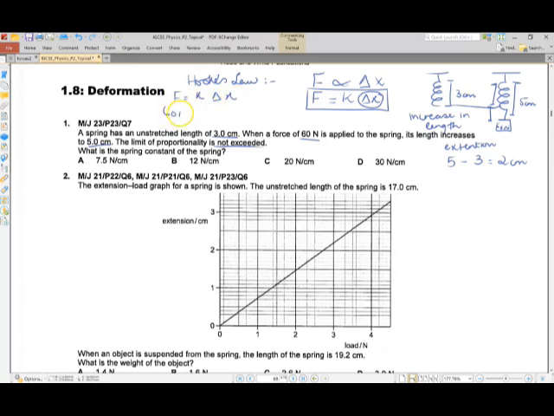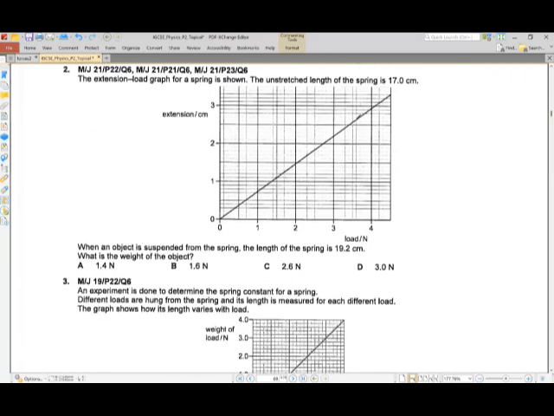So when we apply this in the formula, force is 60 newtons, K is the constant, and extension is 2 centimeters. So 60 divided by 2 is going to give us the value of this spring constant. So this is going to be 30. Okay. So I'm going to be doing this again and again. So inshallah at the end of the video you will be able to grasp the concept, inshallah, if you haven't done so in just the first question.